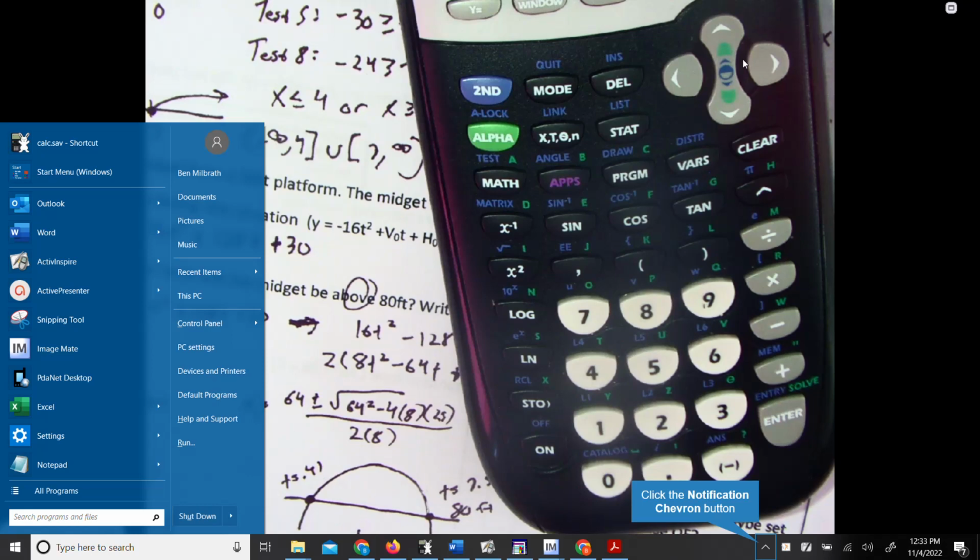A giant throws a midget from a 30-foot platform. The midget is traveling upwards at a rate of 128 feet per second. Write an equation modeling this situation. It's called y here. y is negative 16t squared plus the initial velocity, 128, and from a 30-foot tall platform, so plus 30. Simple enough. During what interval of time will the midget be above 80 feet?